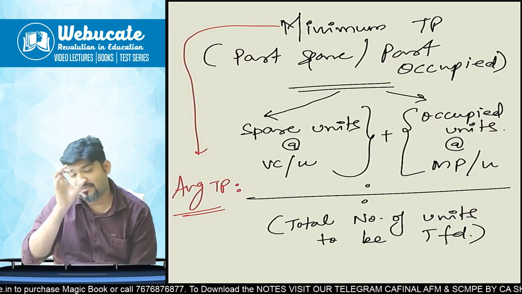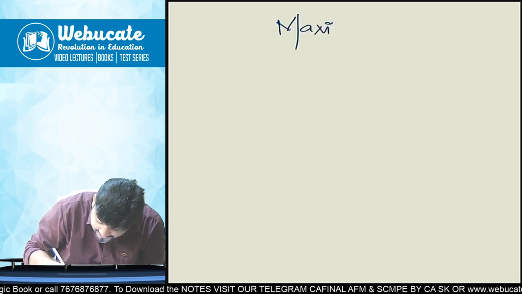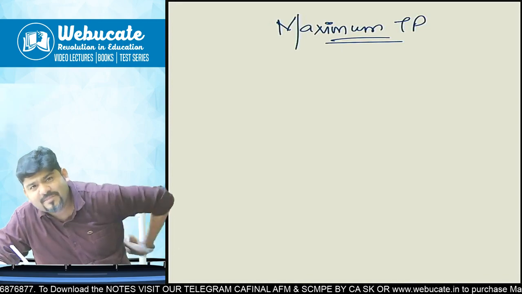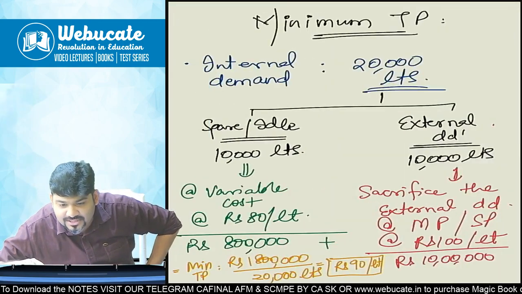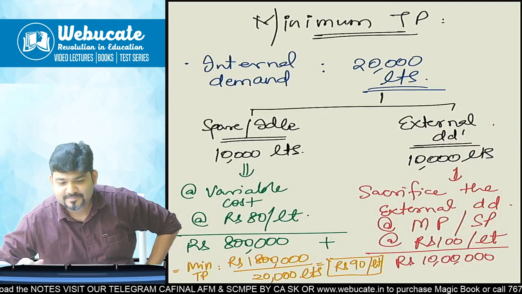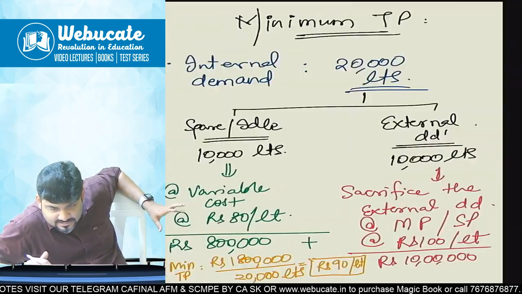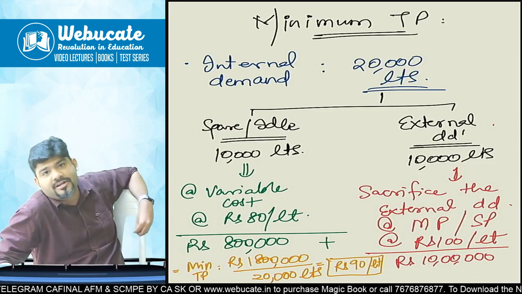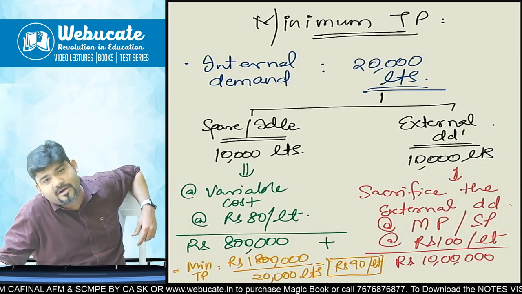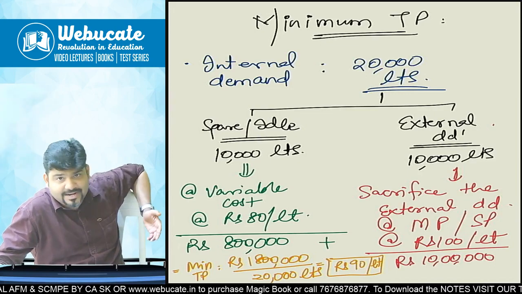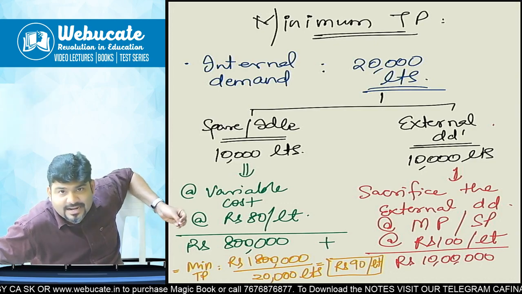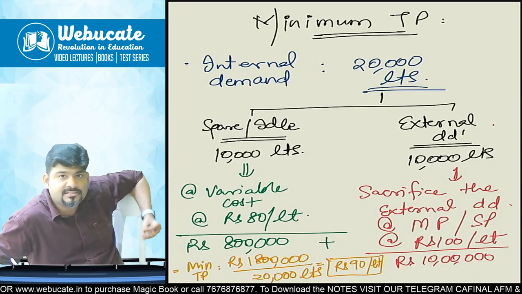Now, what about the maximum transfer price? Maximum transfer price is relatively easy, no? Here, what will be the maximum transfer price? Again, he will say that maximum that I am ready to pay you is the market price. And see, even in this minimum transfer price, the final transfer price works out to 90 per liter, which is still okay for the curd division. If this same curd division goes outside and purchases, then it will be 100 rupees. Here, at least it is getting at 90 per liter. So that is still okay.